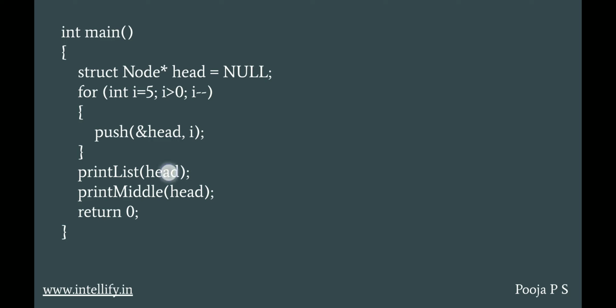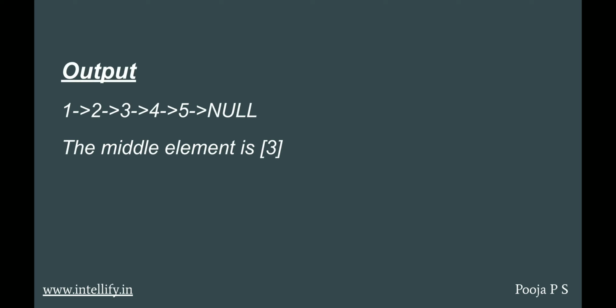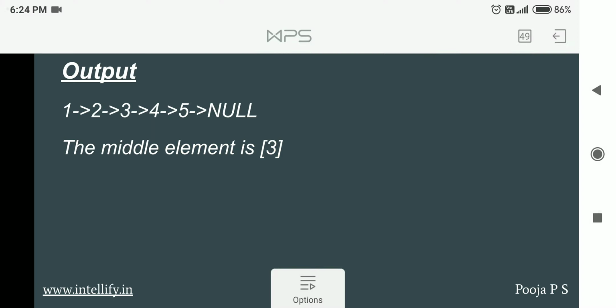And here this method will print the linked list that we have given, and the print middle method will print the middle element of the singly linked list, and thus we'll get the output. This is the list that we have, 1 2 3 4 5, and the middle element of this list is 3. Here the middle element is 3.